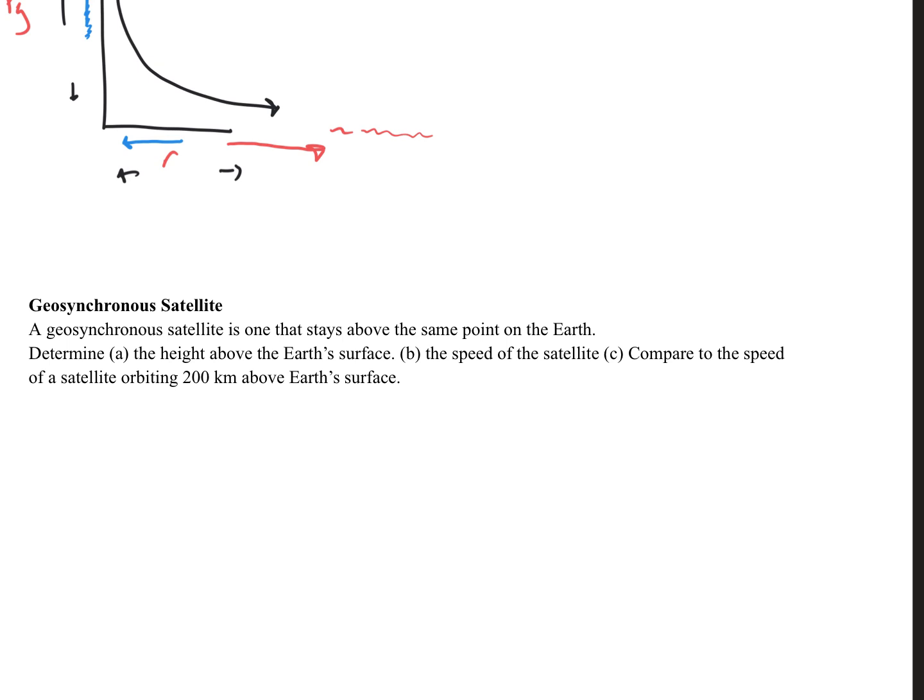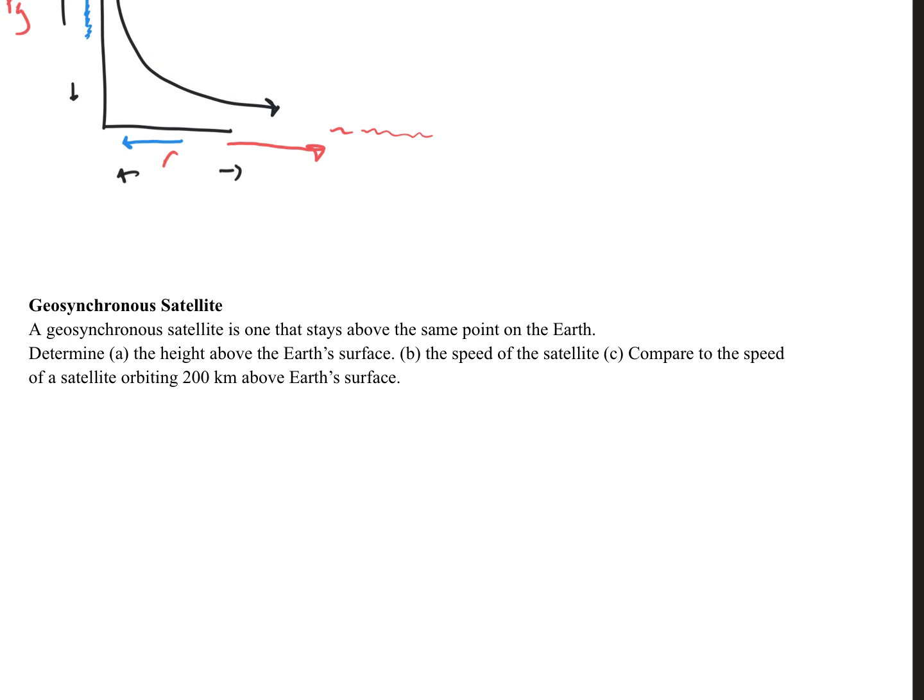One, determine the height above the Earth's surface that it has to be. Two, how fast is it moving, and compare it to something orbiting 200 kilometers above the Earth's surface. So a couple of givens. We have the radius of the Earth at 6.38 times 10 to the 6th meters, and the mass of the Earth 5.98 times 10 to the 24th kilograms. Once again, constants, you'll be given those. And what we have to figure out is how high above the Earth's surface that is.